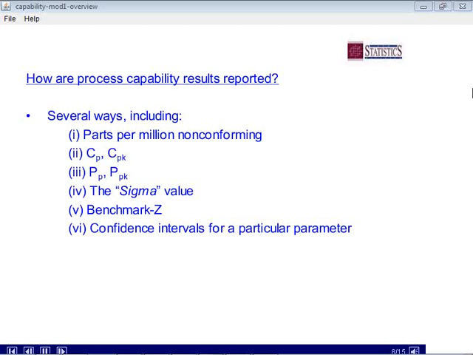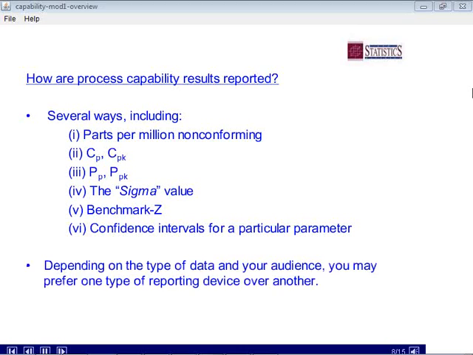Benchmark Z, now this is really considering the parts per million non-conforming and how many standard deviations away from the mean in a normal distribution you would have to be such that you get this benchmark Z value. It's a unitless dimension, just like CP and CPK, and a sigma value as well. And it is directly related to this sigma capability estimate, and we'll go into that in much more detail in one of the later modules.